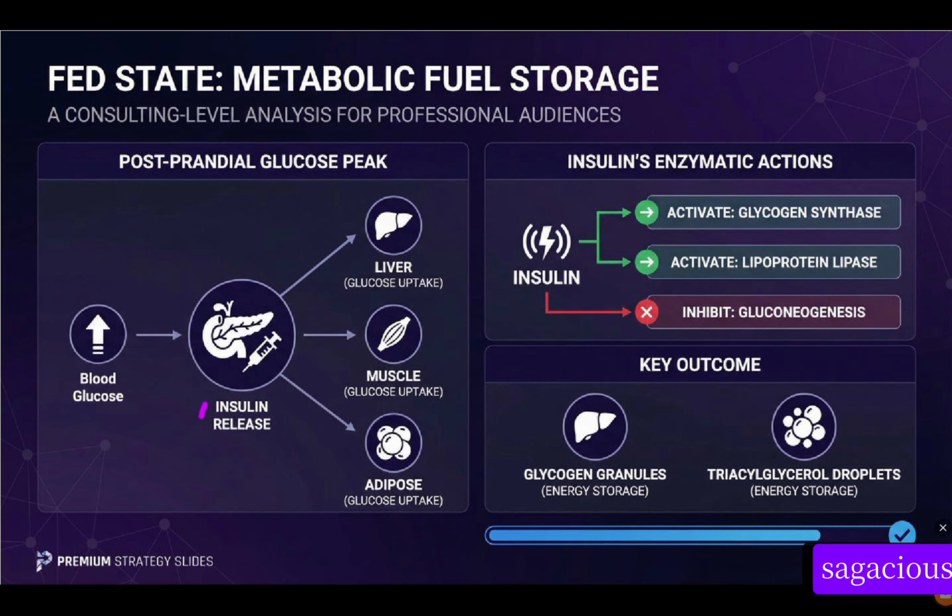One, the glucose is taken to the liver. The second one, the glucose is taken to the muscle. And the third, it is esterified to fatty acid, then to triglycerol, and stored in the adipose tissue. So let's start with our first one. The glucose is taken to the liver.